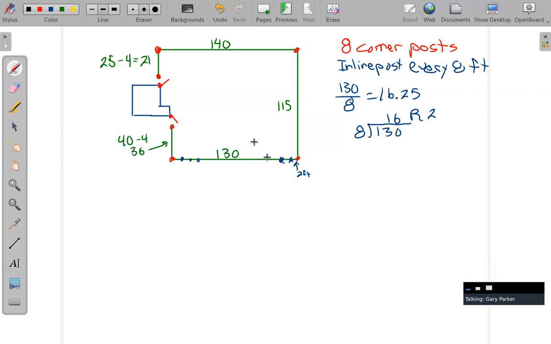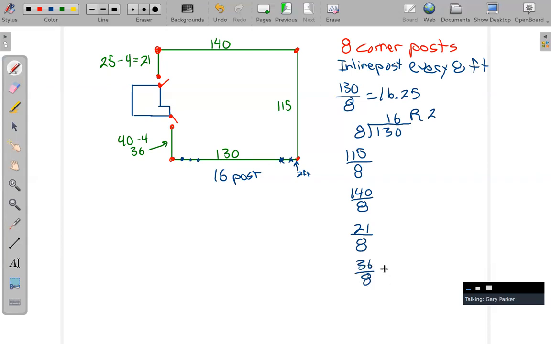So along this side, we're going to need, again, 16 posts here. And then we just keep doing those divisions. So I want to know what is 115 divided by 8, and I want to know what is 140 divided by 8, and then I need to know over there what is 21 divided by 8, and what is over here 36 divided by 8.